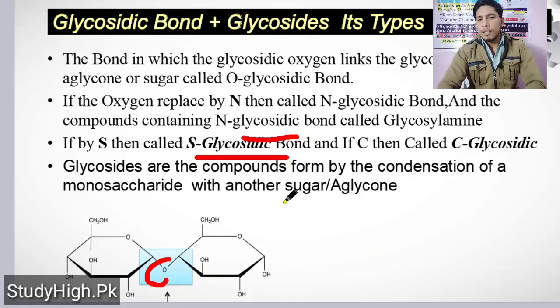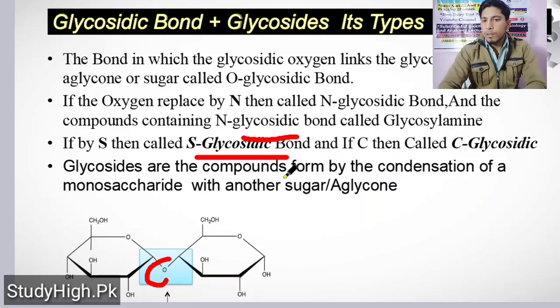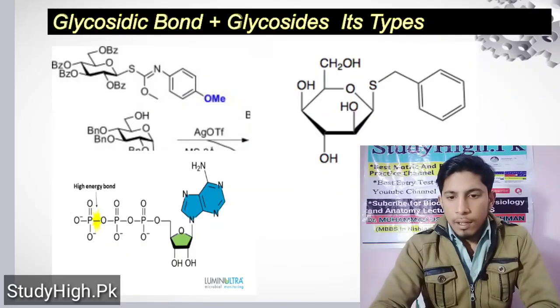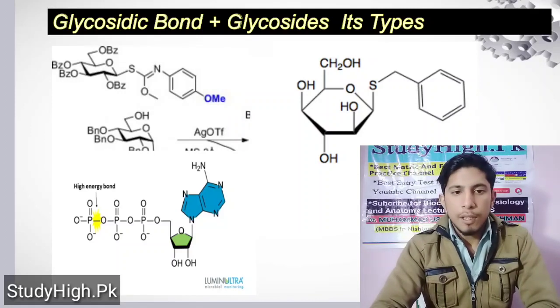So what is a glycoside? Glycosides are the compounds formed by the condensation of a monosaccharide with another sugar or a glycone. Now we are discussing this topic in detail. What are the different types of glycosidic bond? Here I want to show you the different types.